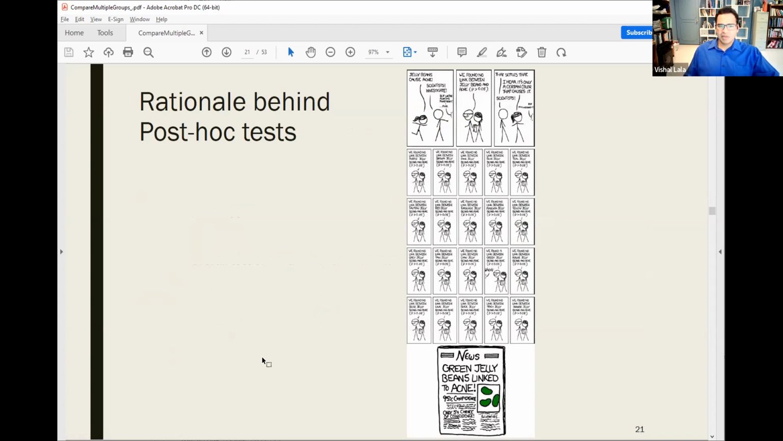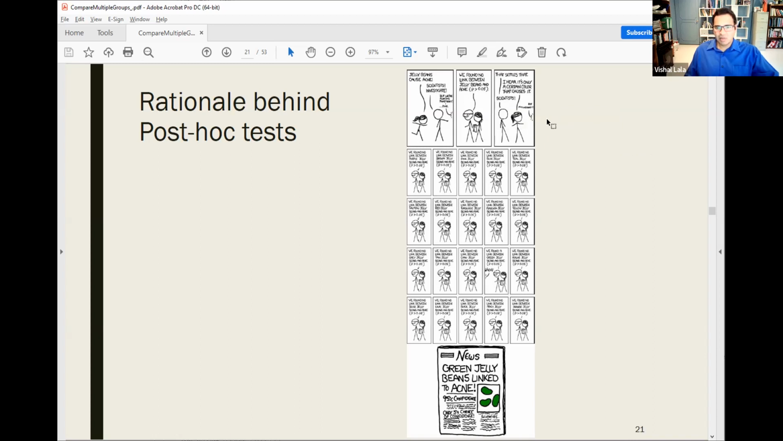Okay, here's some humor behind post-hoc tests. Let me just read out the little story here, and we'll examine why this is humorous. A researcher announces that jelly beans cause acne. Scientists investigate, and they come back saying that they found no link between jelly beans and acne. And so that settles that.